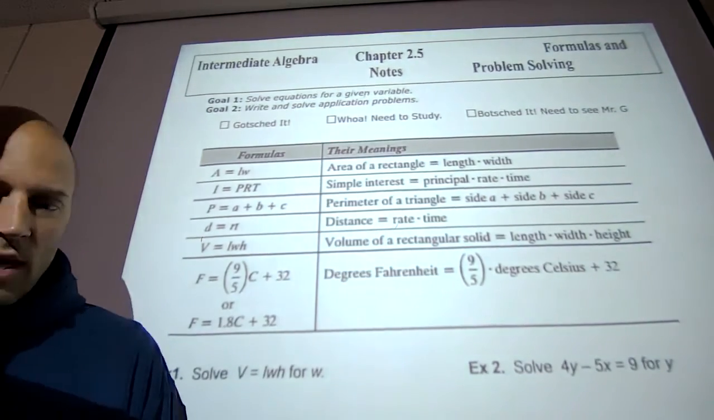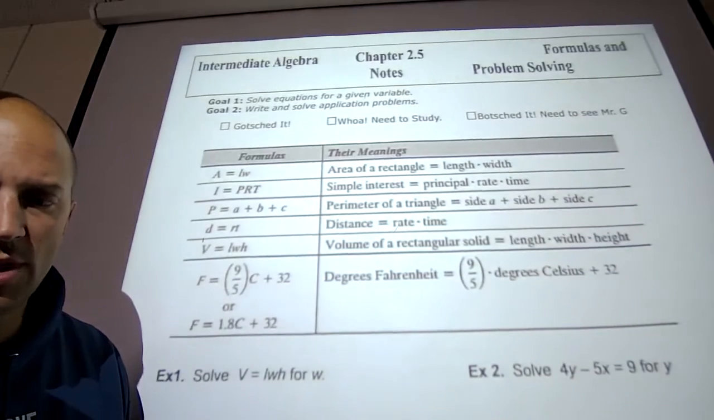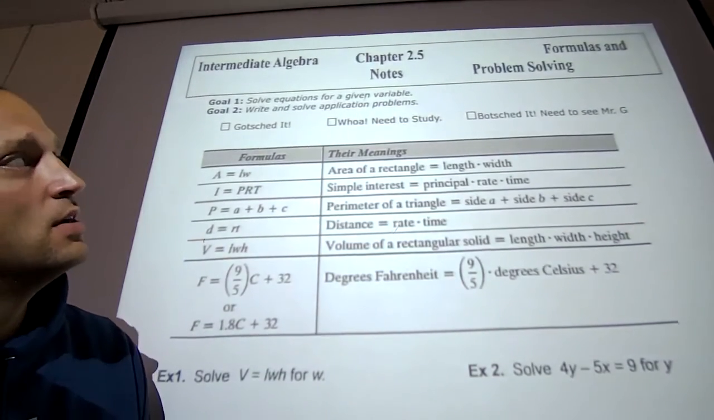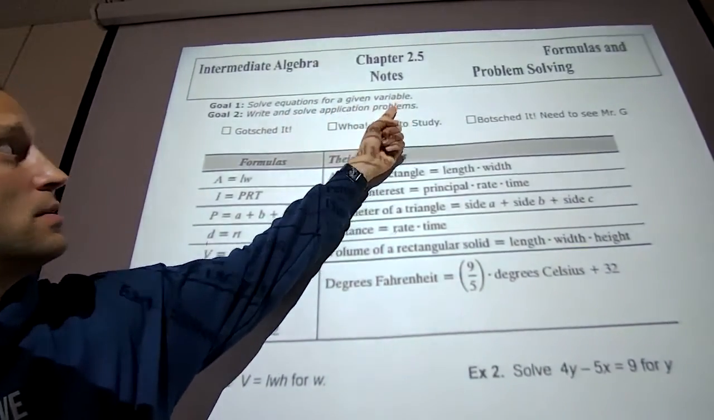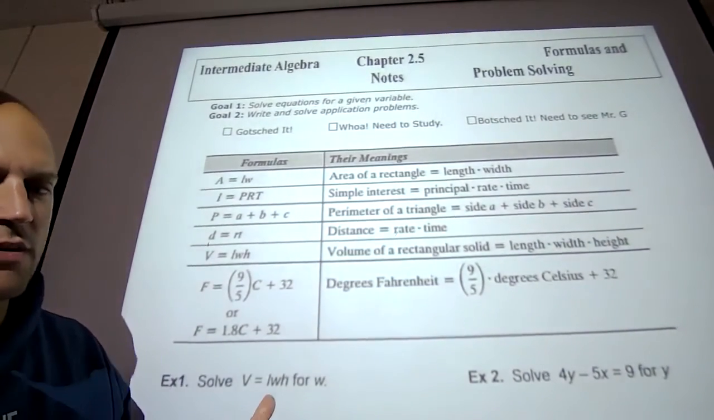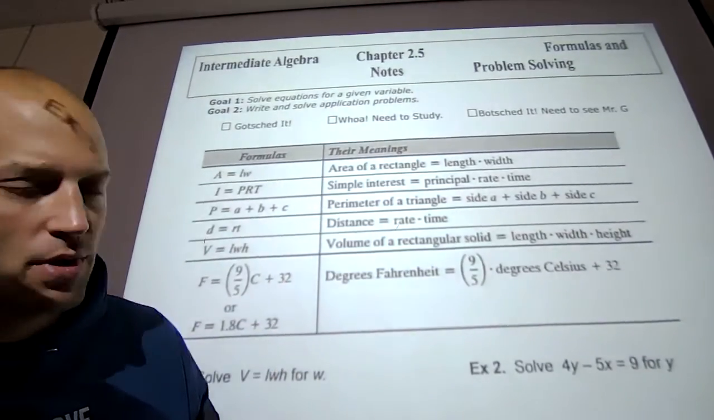So as we take a look, I got chapter 2.5. Real easy stuff for you guys. We're just solving formulas. At least it should be easier for you. Okay, so solve equations for a given variable. So we're going to solve for x, or we're going to solve for r, or we're going to solve for t, or something like that. And then write and solve application problems.